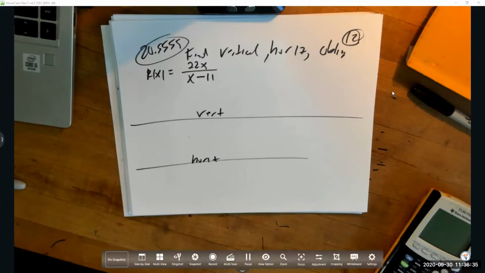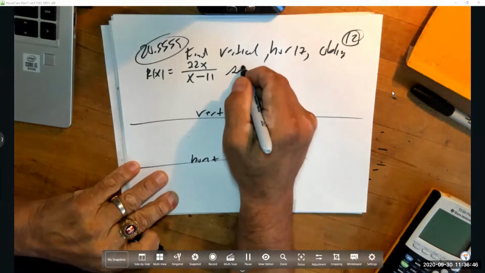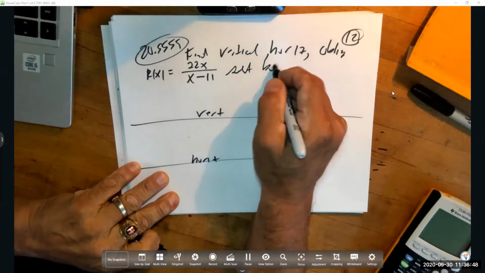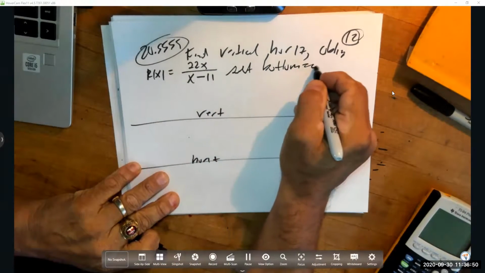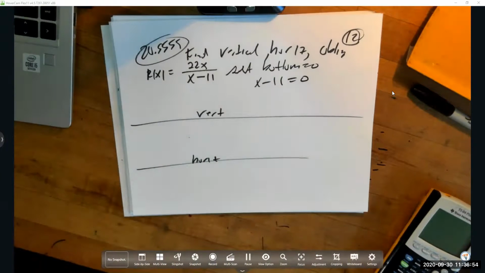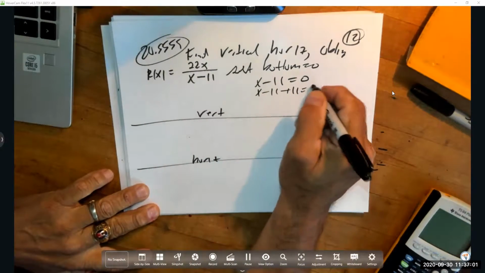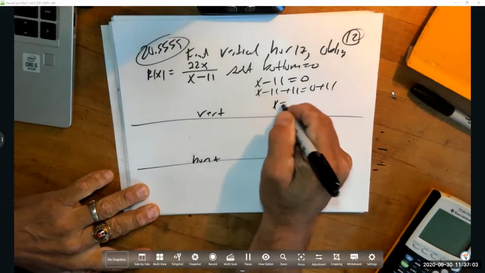All right, I'm going to try it. Maybe you got it. I don't know. We'll find out. All right, ready? So now, first one, vertical. To find the vertical asymptotes, you're going to set the bottom equal to 0. So x minus 11 equals 0. How do you solve that one? Plus 11. Good job. So x is 11.